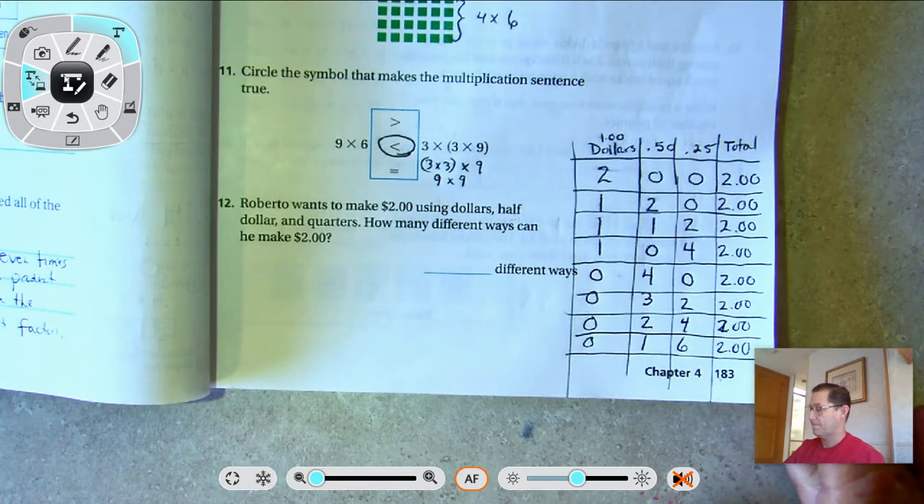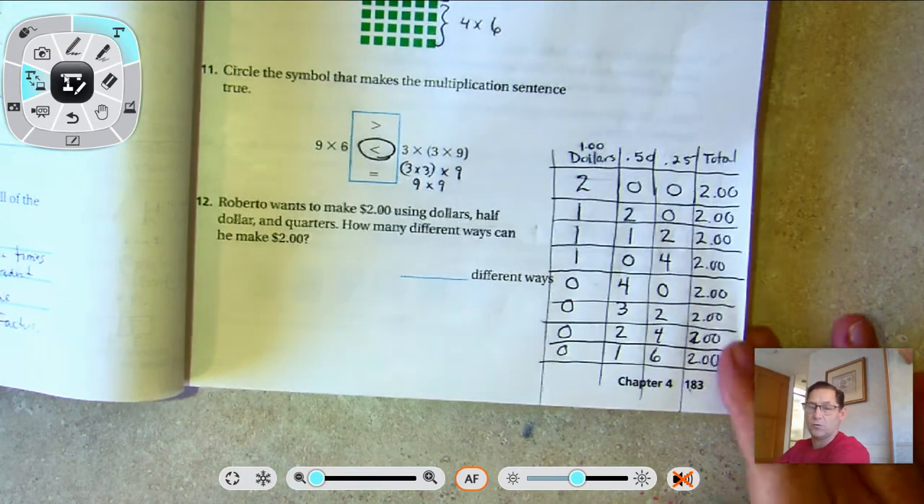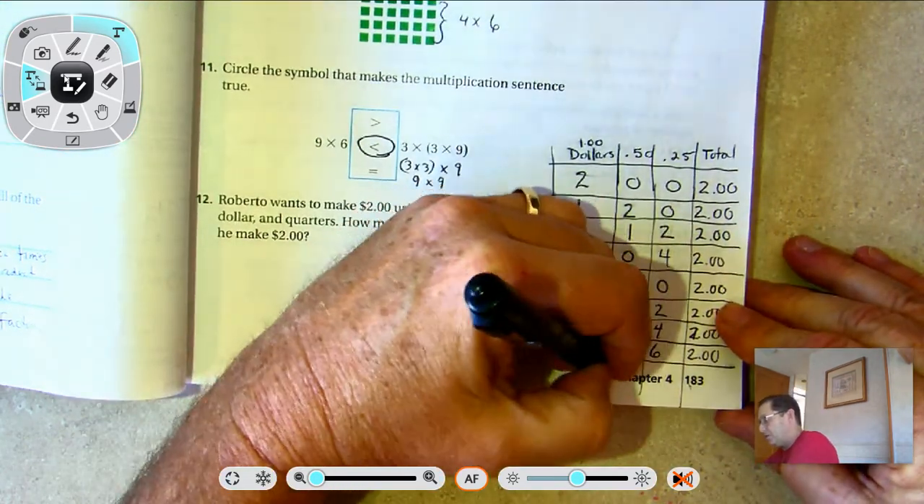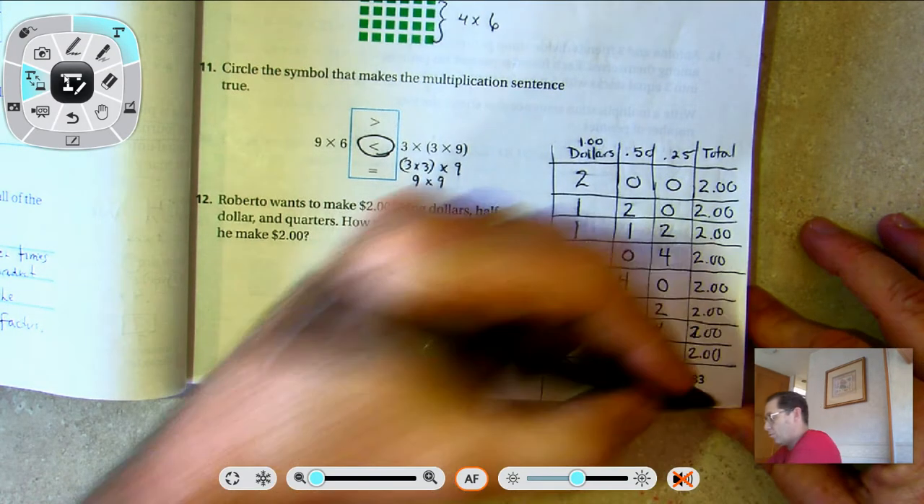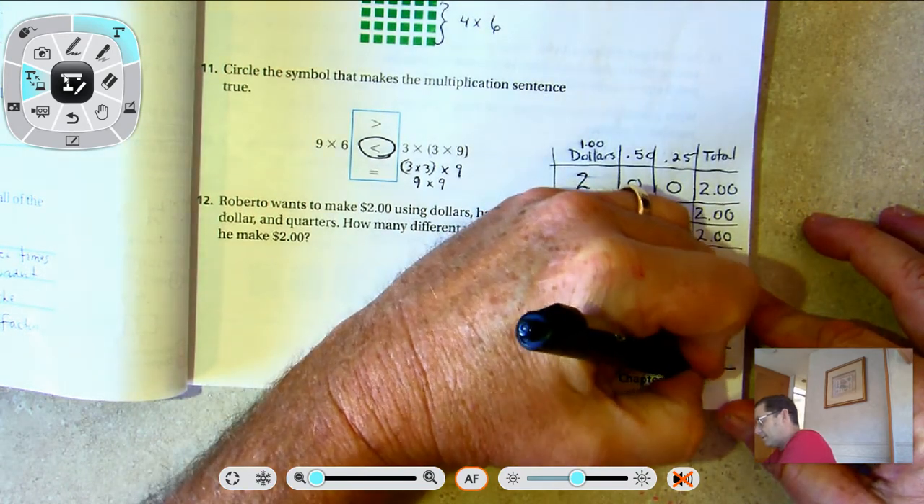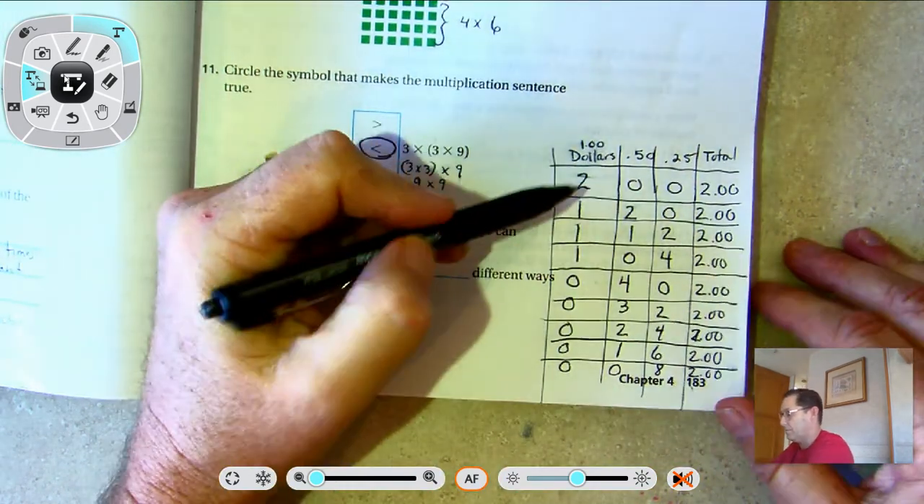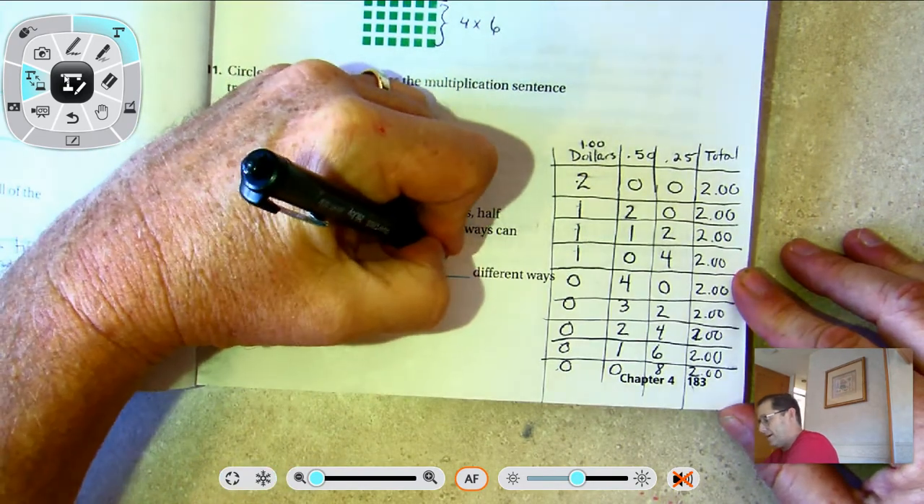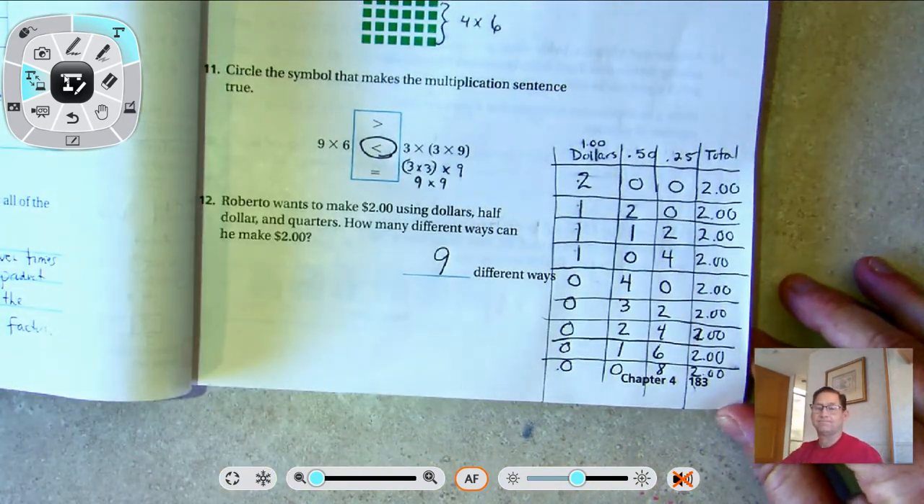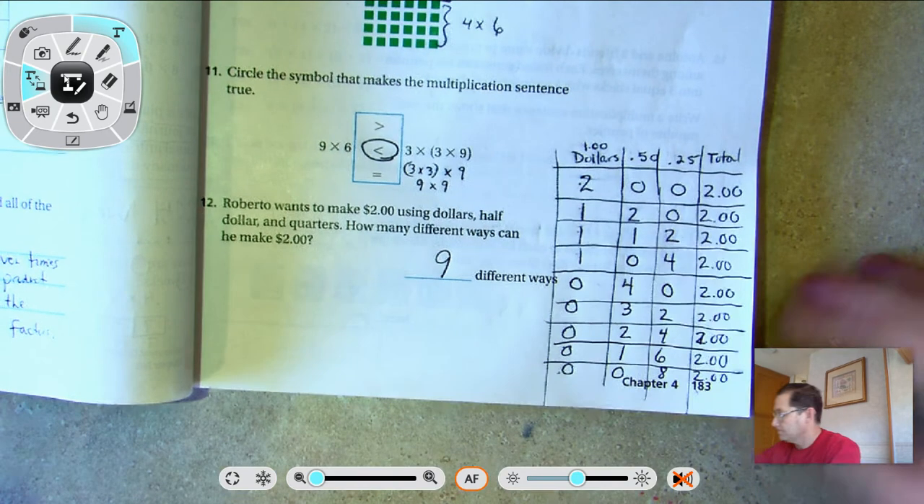All right. Can we make it with just quarters? Can we make $2 with just quarters? Yeah. 4 quarters is $1. $2 would be 8 quarters. Okay. So how many ways did we come up with? 1, 2, 3, 4, 5, 6, 7, 8, 9 different ways. All right. Let's move on.